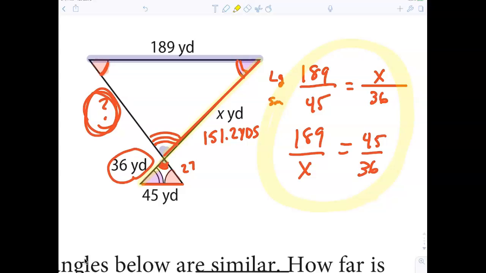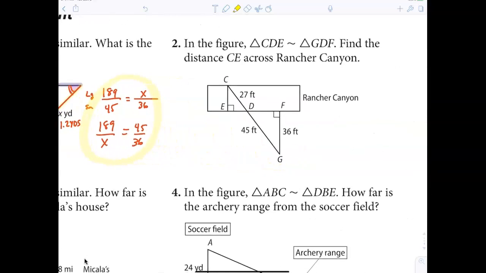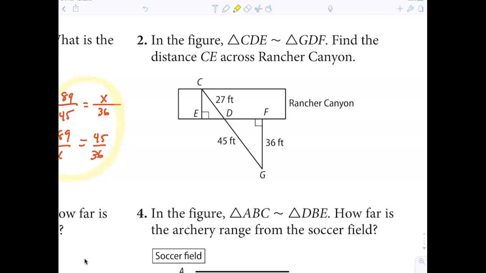All right. Now, I want everybody to look at number 2. They're trying to throw you off here by putting some extra stuff in there. All right? Now, I want everybody to read this. What does this say right here, guys? Triangle CDE. What does this say right here? Triangle GDF. Right, triangle GDF.